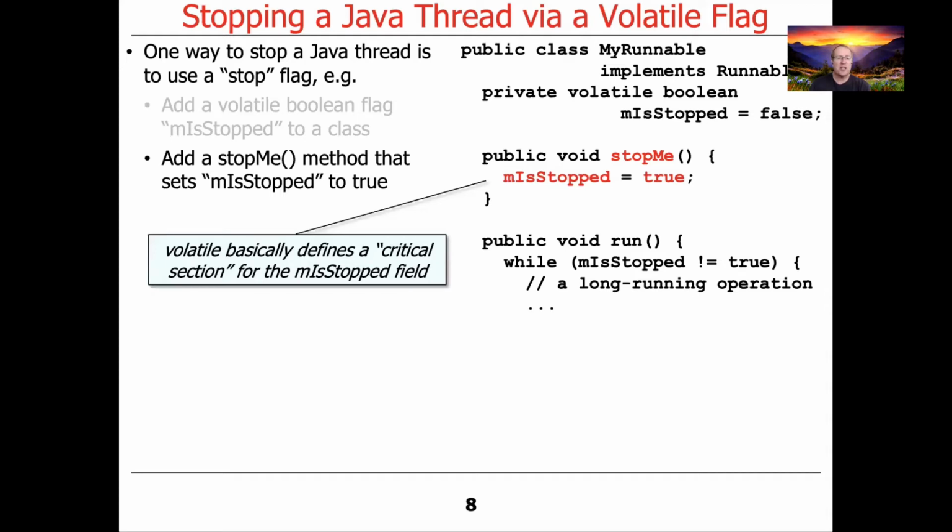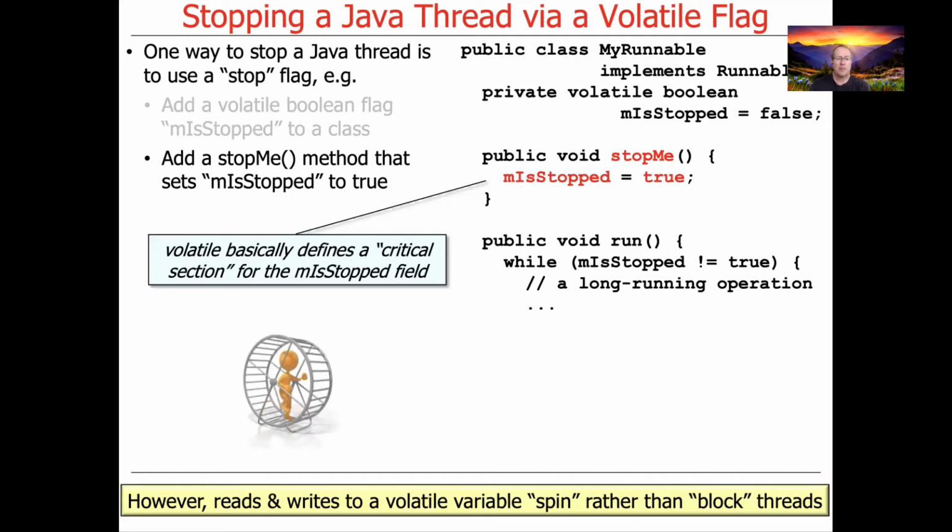Essentially, you can think about volatile as being a critical section for setting fields or setting variables. Now, unlike a normal critical section that we've been seeing with things like synchronized statements and synchronized methods, reads and writes to a volatile variable will spin rather than block because it's very lightweight. It's basically equivalent to an atomic test and set operation.